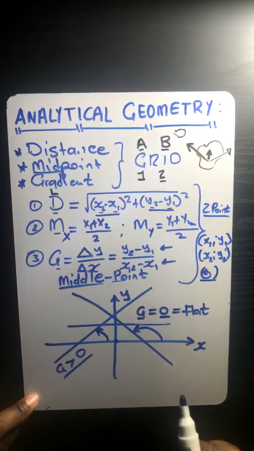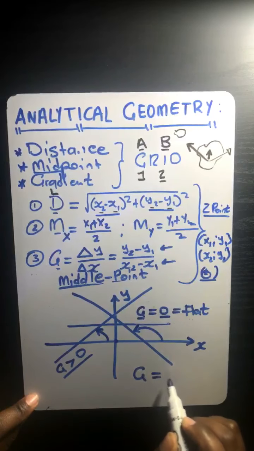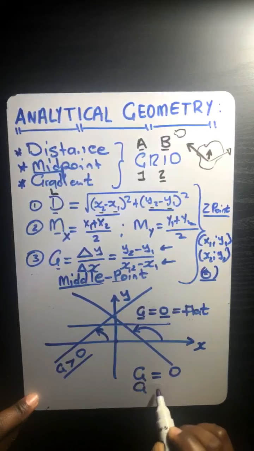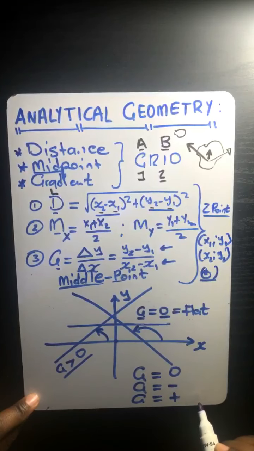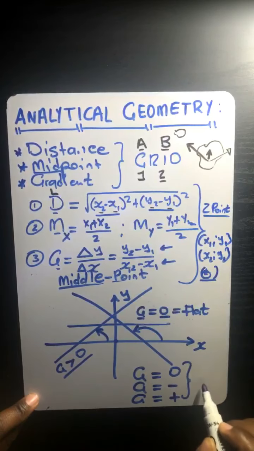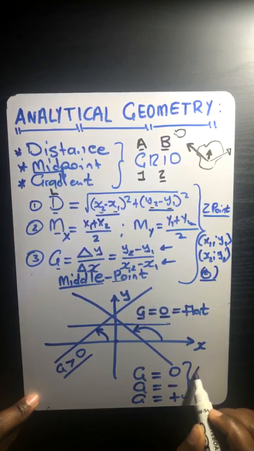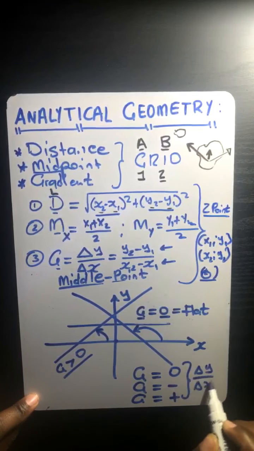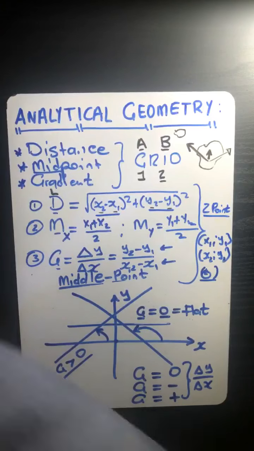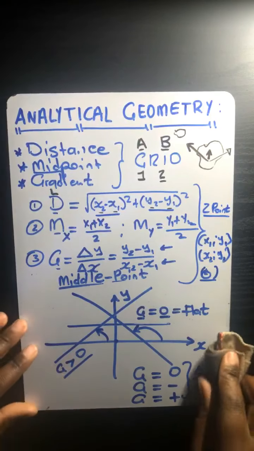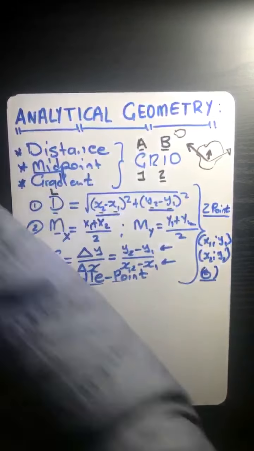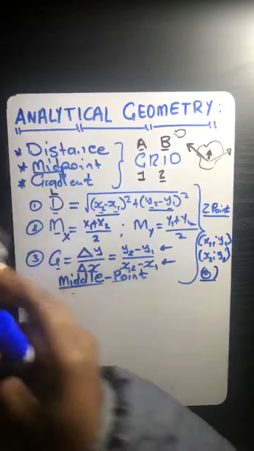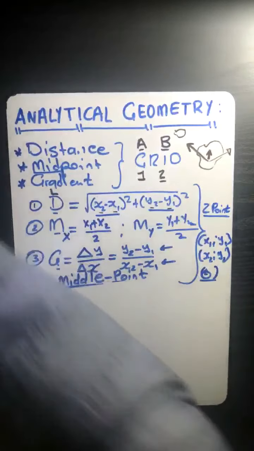So it's more like either you have a gradient which is 0, or you have a gradient which is sloping in the negative direction, or you've got a gradient which is sloping in the positive direction. All of this can be calculated using that formula of change in y over change in x. Okay, so now I want you guys to notice which gradient is positive and which is negative.